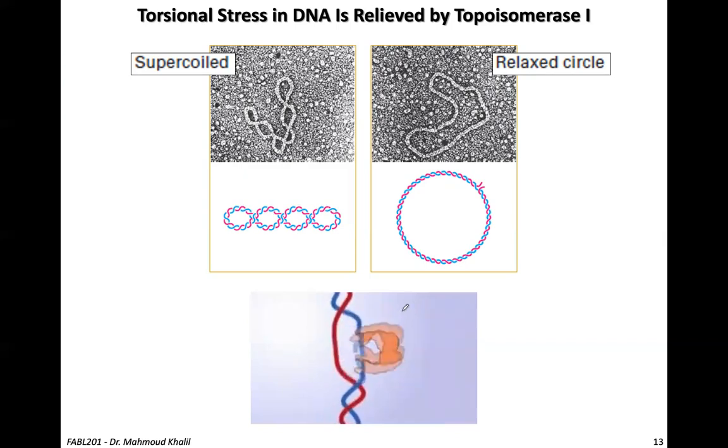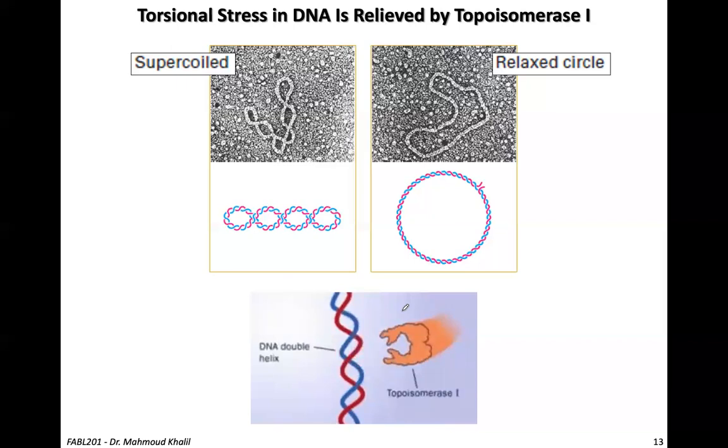But every topoisomerase deals with a different sort of supercoiling or torsion stress. And normally topoisomerase 2 in our body is called gyrase.